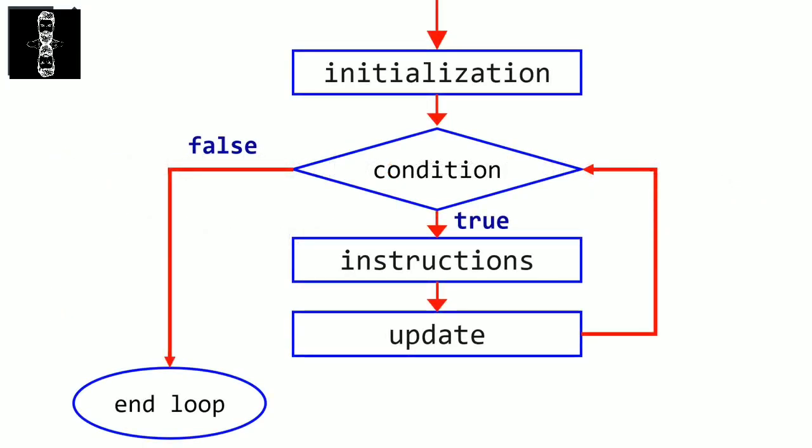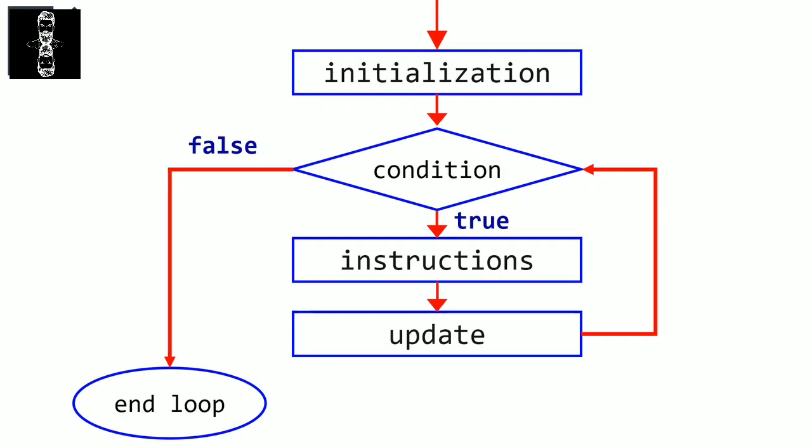Initialization, then condition. If it's false, it directly stops. If it's true, we do the instructions, then we do the update, and we go back to the condition to see if there is another iteration to do. We don't initialize each time. The initialization is done only at the beginning.